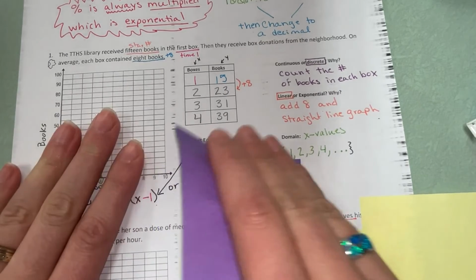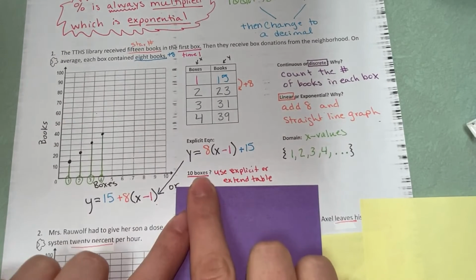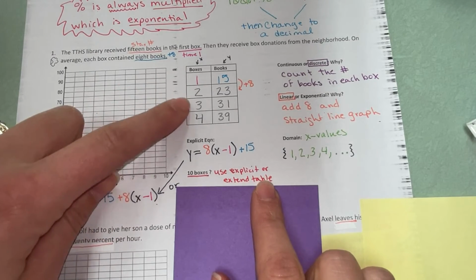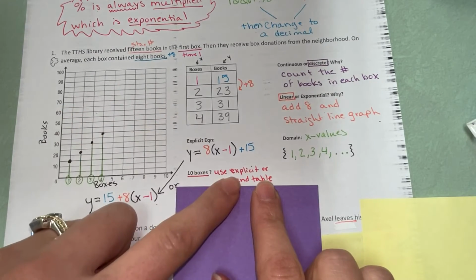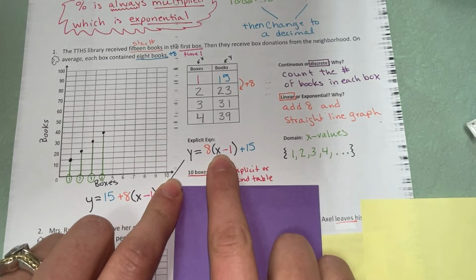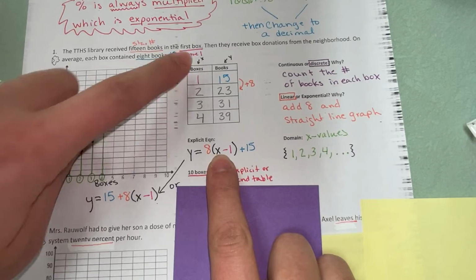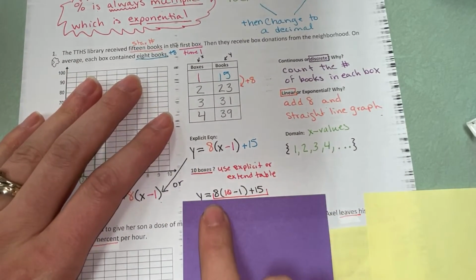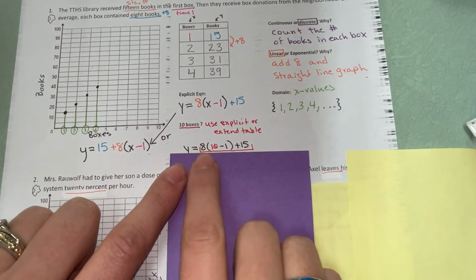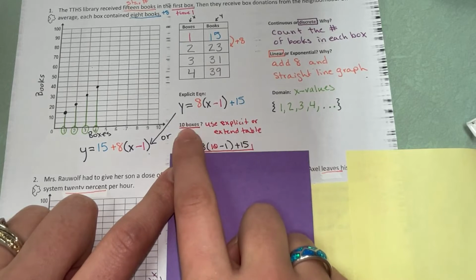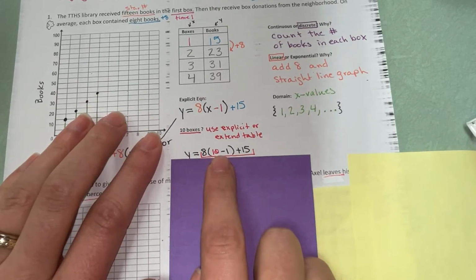Okay, so now it's going to ask us what's going to be after 10 boxes. So you can use the explicit or you can extend the table. Extending the table would be pretty easy here, but I'm going to use the explicit. So I'm going to rewrite this equation, but instead of an x, because boxes is x, I'm going to write a 10 because it says 10 boxes. So this is my equation now. Now what I want you to do is type this into your calculator, or you can extend your table, but tell me what you get when you get to the 10 boxes, or if you use this equation.